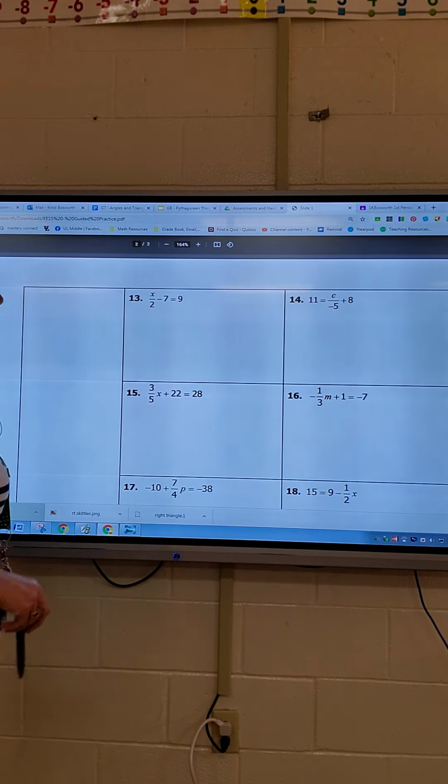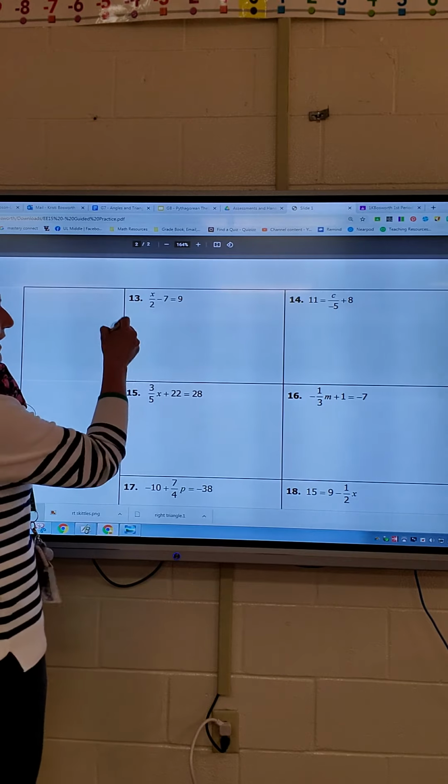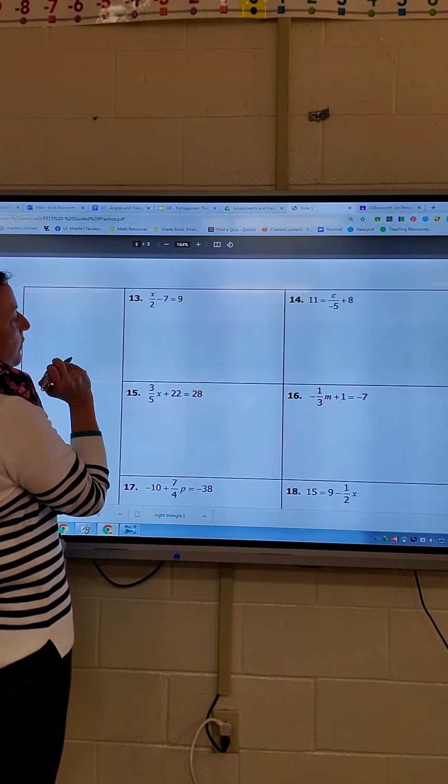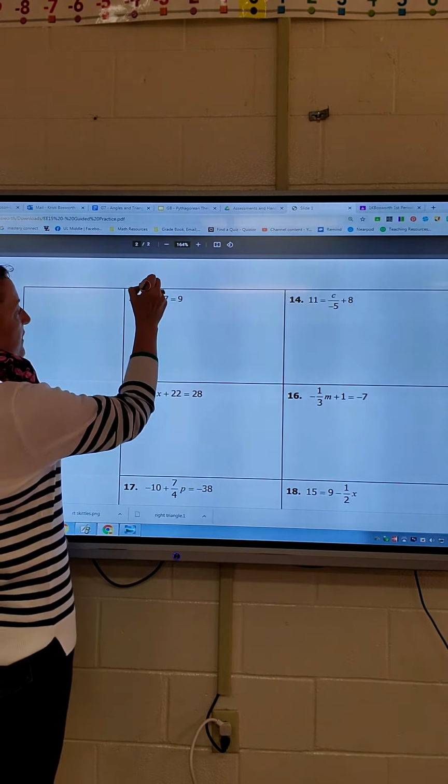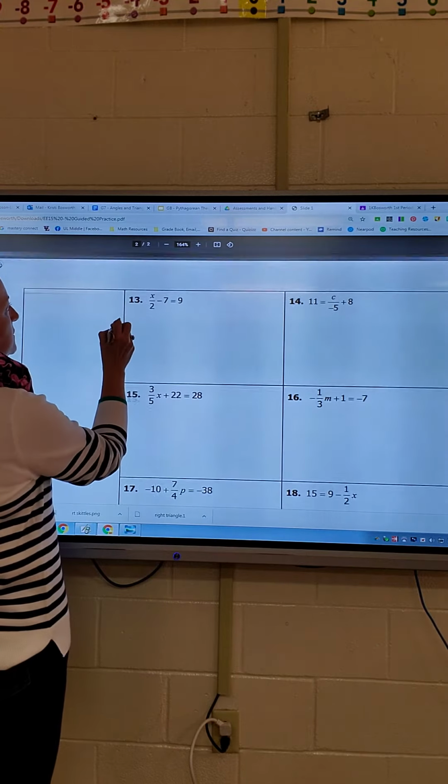Starting at 13. So is my expression on the right or the left? The expression's on the left. So if my expression is on the left, that means I've got to identify, here's my variable term.